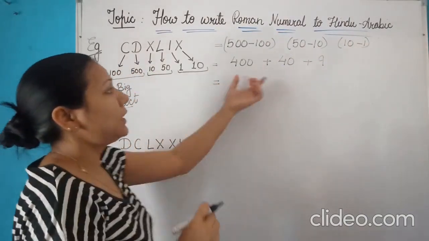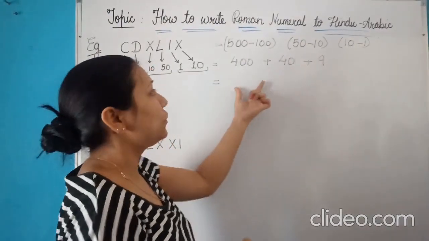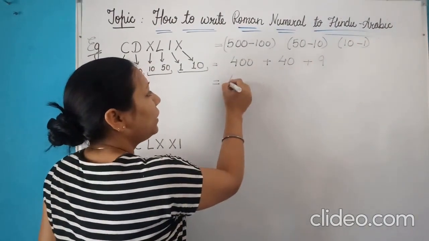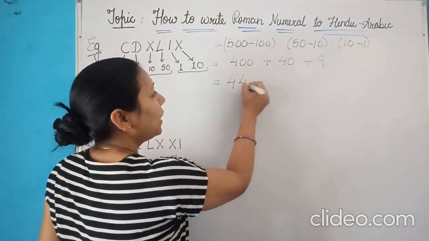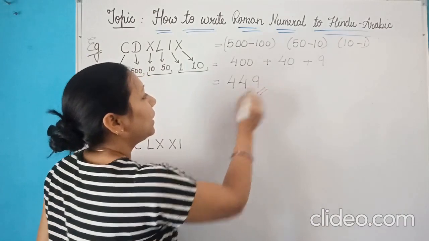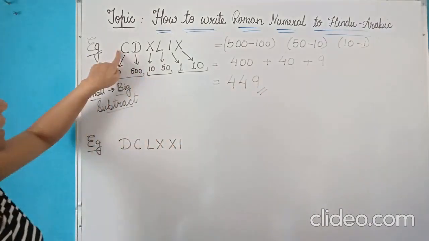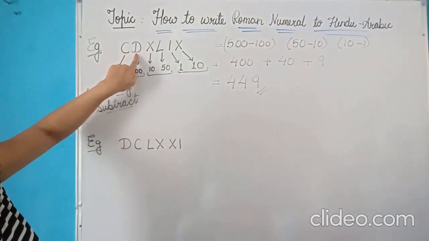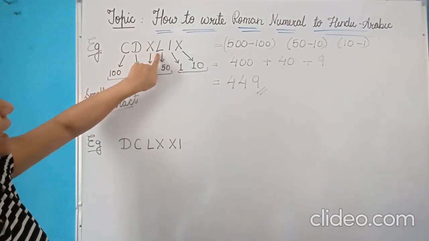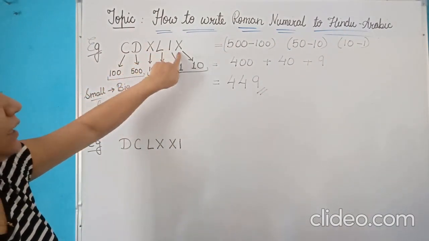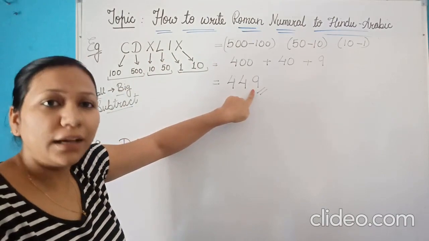Now combining this expanded form of notation to the standard form, we are getting the value as 449. Similarly, you will see here C and D is representing 400, X and L is representing 40, and I and X is representing 9.